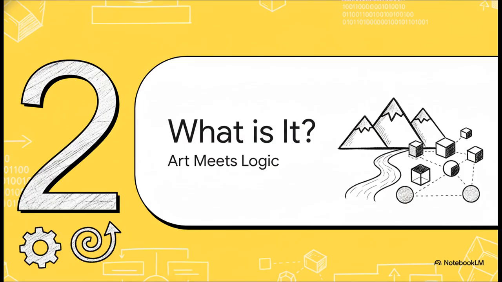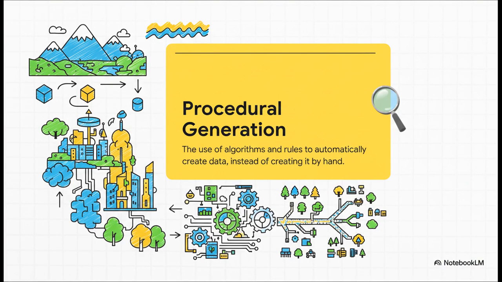So what exactly is this powerful solution? It might sound all technical and intimidating, but really, at its heart, it's this beautiful place where creativity and logic collide. Let's break down the core idea because it's simpler than you might think. Here it is, plain and simple. Procedural generation is just using rules to create things automatically.